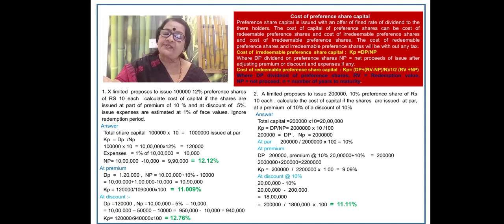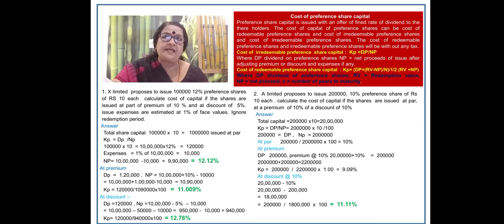Okay, we can take the first case. First, we can see what is the total share capital. 1 lakh shares of rupees 10 each, so 1 lakh into 10. How much is the total preference share capital? 10 lakh. And what is the amount of dividend? 12% of 10 lakh. That is 1 lakh 20,000. So DP equal to dividend, that is 1 lakh 20,000.